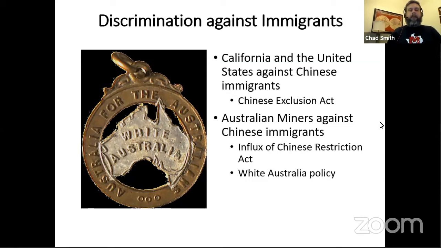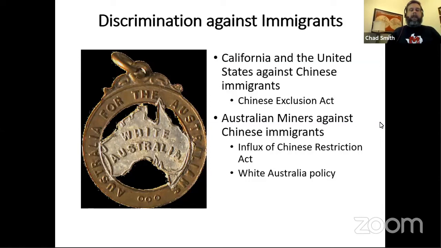Australia was also extremely discriminatory and prejudiced against Chinese immigrants. Famously, Australian miners took up arms and began to actually attack and even publicly execute Chinese immigrants who were working in Australian mines. This led to the Australian government creating the Influx of Chinese Restriction Act, which actually tried to create taxes for Chinese people immigrating into Australia.